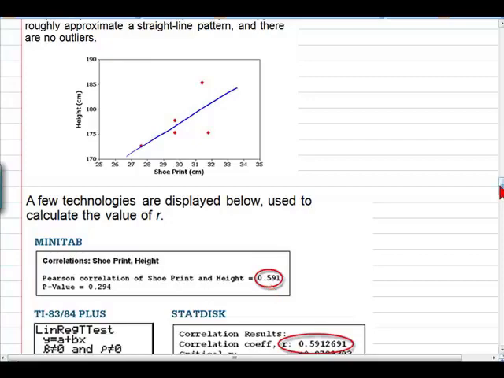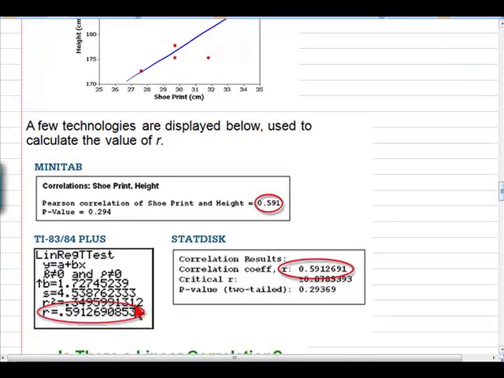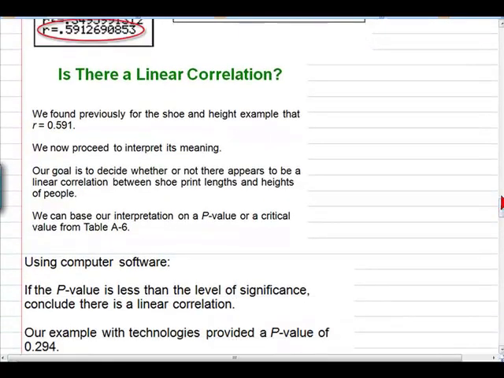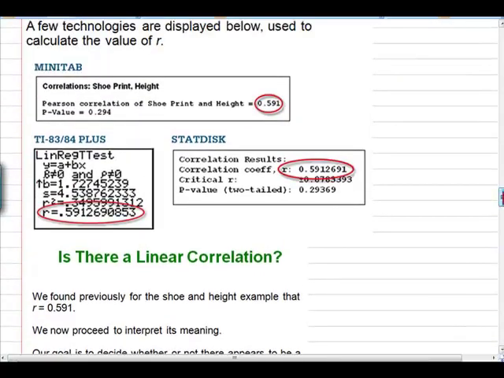Just looking at the graph and looking at this output, we can already tell a few things about what's going on. So now the question is, is there a linear correlation? We found previously for the shoe and height example that R is equal to 0.591. This is just a numerical value, so now we proceed to interpret its meaning. Our goal is to decide whether or not there appears to be a linear correlation between the shoe size and the height of people. We can use the p-value as well to interpret this.